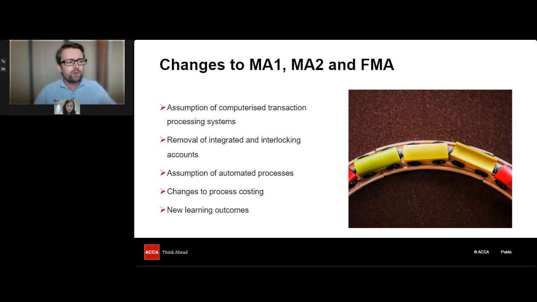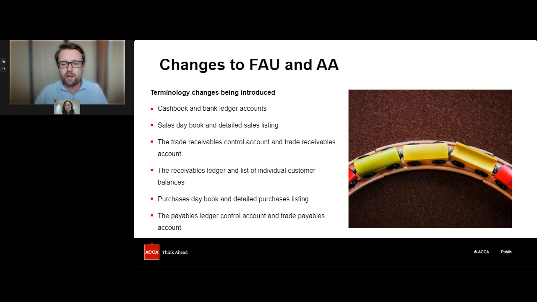It's also worth taking a little bit of time to talk about audit. So at the foundation level, we have the Foundations in Audit exam, FAU. And it's also worth considering audit and assurance, AA, at the applied skills level of the ACCA qualification, because FA is assumed knowledge for that exam.